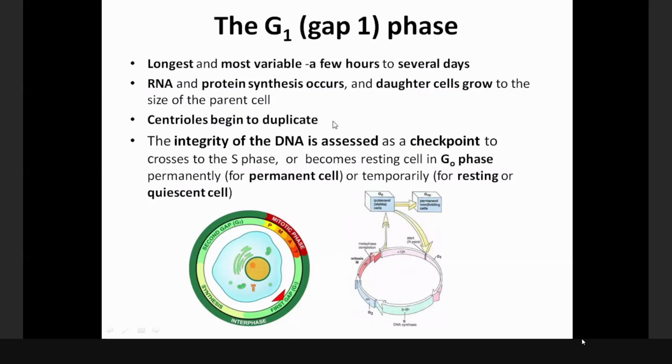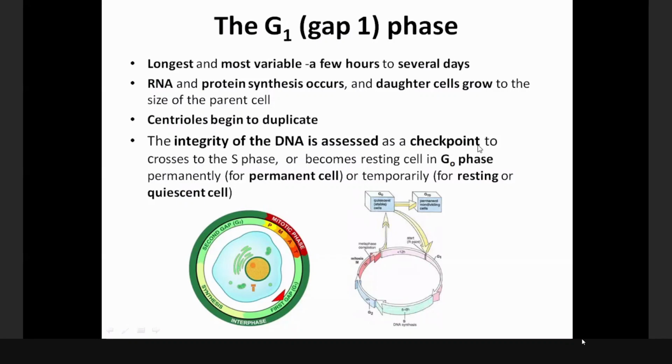And once all these are formed, the integrity of the DNA is also assessed for the next period, when it needs to be replicated, when it needs to be duplicated. So if it is mutated, we are going to have it duplicated and create abnormal daughter cells. So it has to be assessed, it has to be checked. In fact, the assessment of the integrity of the DNA is a checkpoint.